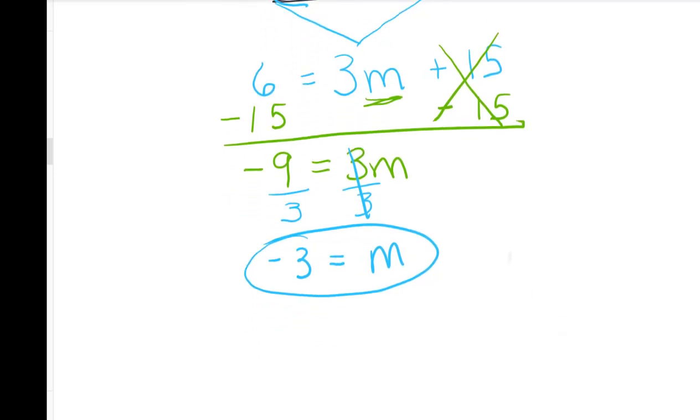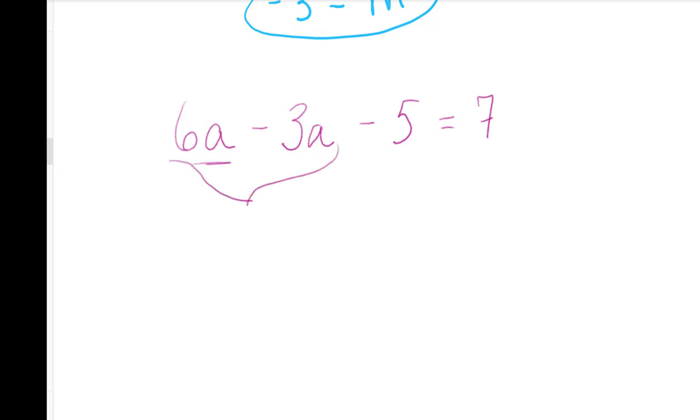All right, let's try one more, just to make sure. Let's try this: 6a minus 3a minus 5 equals 7. If you want, you can pause and see if you can get the answer, and then watch my steps when you're done. The first thing we're going to do is combine our 6a and our 3a, but it's minus, so it's 6 minus 3, that's 3a. 6 apples minus 3 apples is 3 apples. And then minus 5 equals 7.